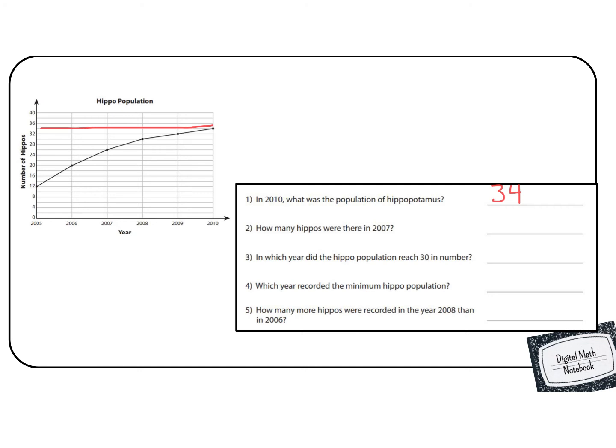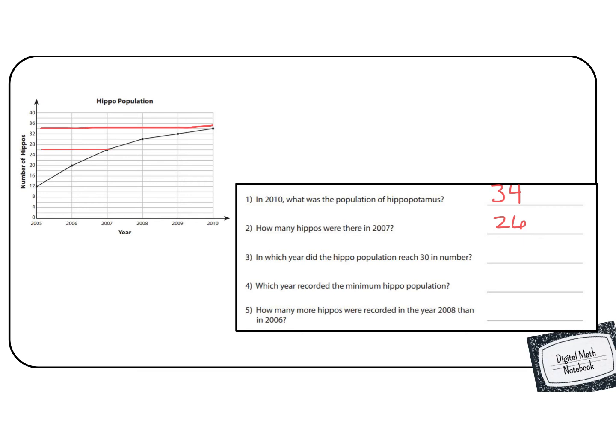Let's answer our next question. How many hippos were there in 2007? So in 2007, let's look up here to our point. We're going to go across. Here's another one. It's between 24 and 28. So 24, 25, 26, 27, 28. So between those numbers would be the number 26, because 26 is more than 24 but less than 28.